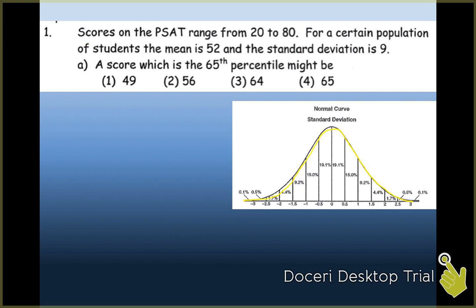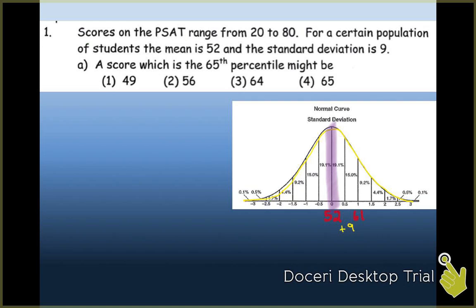And then I would say, okay, they told me that the mean is 52. So 52 is going to be my center line right there. 52 is right down the middle. After that, I would say, okay, the standard deviation is 9. So that means if I go 1 above, that's going to be 52 plus 9, which is 61.